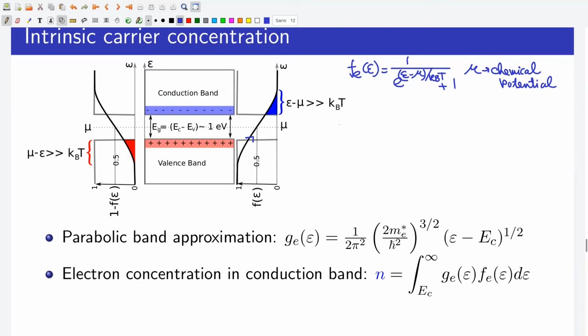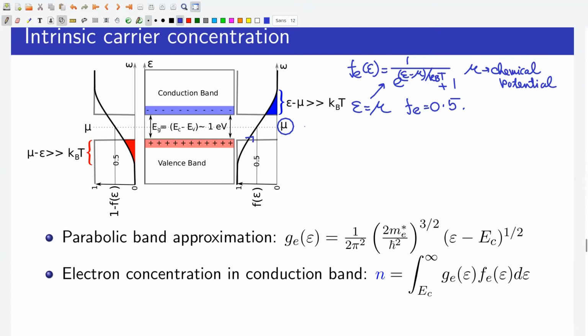Note that if we put E equal to mu in this equation, then we get f of E equal to 0.5. Thus, at E equal to mu, the Fermi function is 0.5. From this, we can easily locate the chemical potential mu.